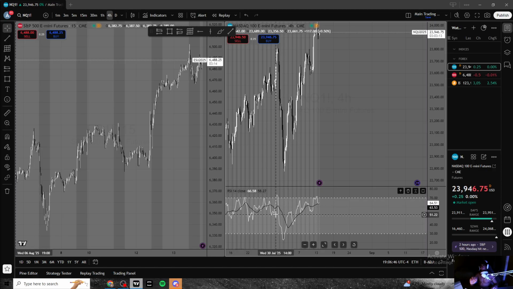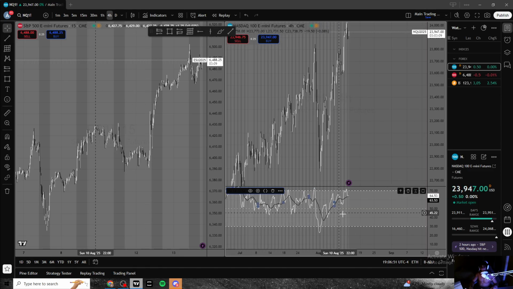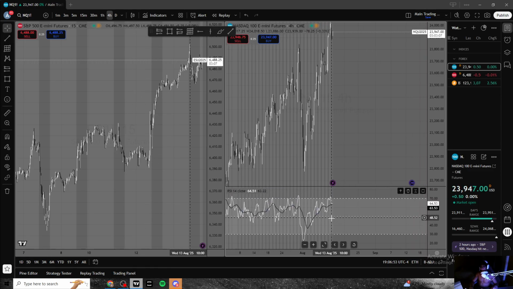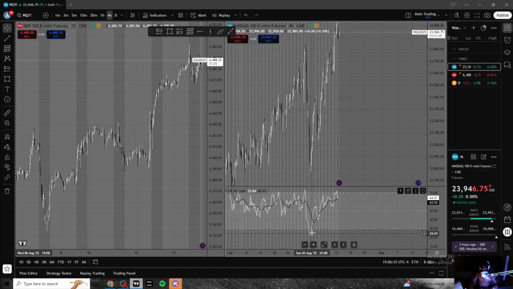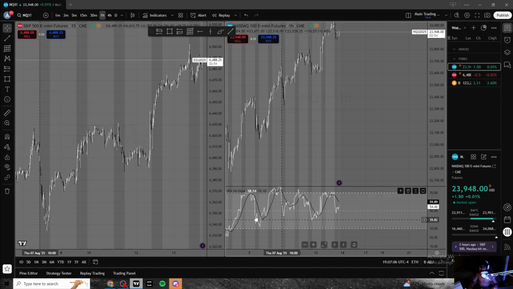I promise y'all, boys, as an ICT trader, it means nothing. It doesn't tell you anything. It literally only does more harm than good. If we are down here, though, that does mean that we're due for a retrace. And remember, be aware of your time frames. This thing changes per time frame. It looks different every time frame.